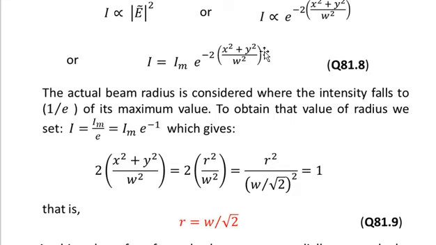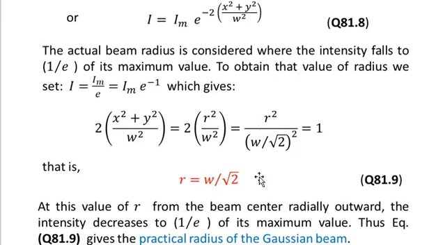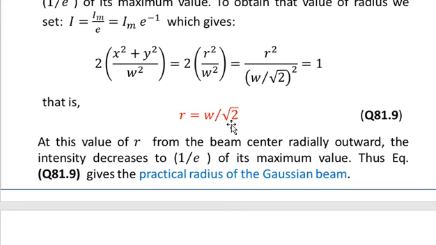minus 2 times (x square plus y square) over w square equal to minus 1. The minus sign and the 2 cancel with the minus 1 on the left hand side, and then you will have only 1 left there. That is why I have set this one. Solving this equation, you will get r equal to w over square root of 2. So as far as the intensity is concerned, the 1 over e points are obtained when you set the value of r equal to w over square root of 2.